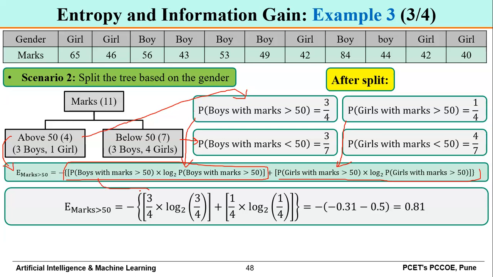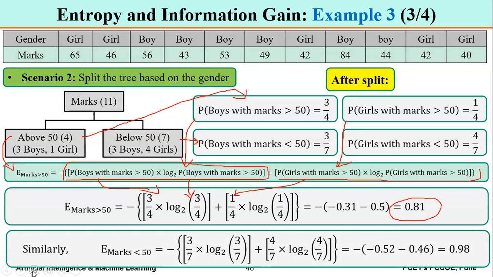The probability of boys with marks greater than 50 is 3 by 4, log to the base 2, and so on. Similarly, we will put the other values in the equation, and when we simplify, we get the entropy for the marks greater than 50 as 0.81.